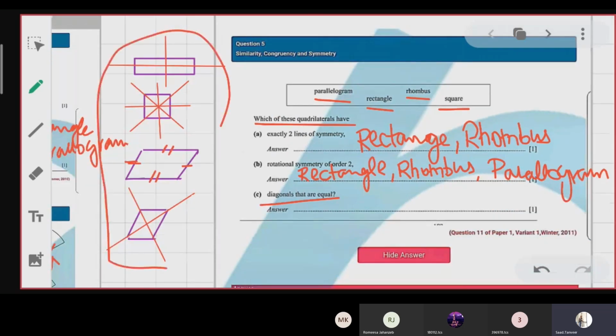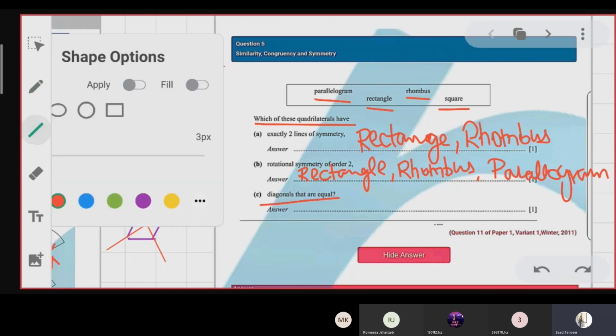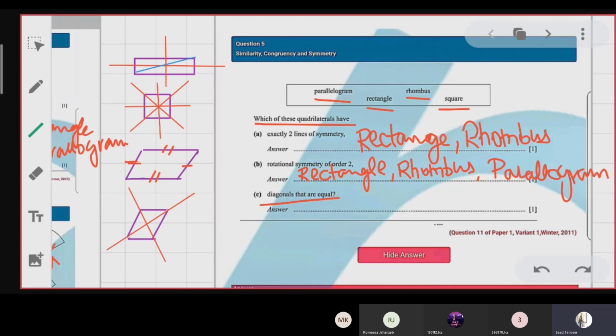Just have a look at the following four shapes and tell me whose diagonals look equal in length. If we draw the diagonals, the diagonals in the following shape will be like this. Let me pick a different color to draw the diagonal. If you draw the diagonals of the rectangle, they are diagonals, not lines of symmetry. I am drawing diagonals, not lines of symmetry. Another diagonal will be like this. So it clearly looks like the rectangle has the same length of diagonals.